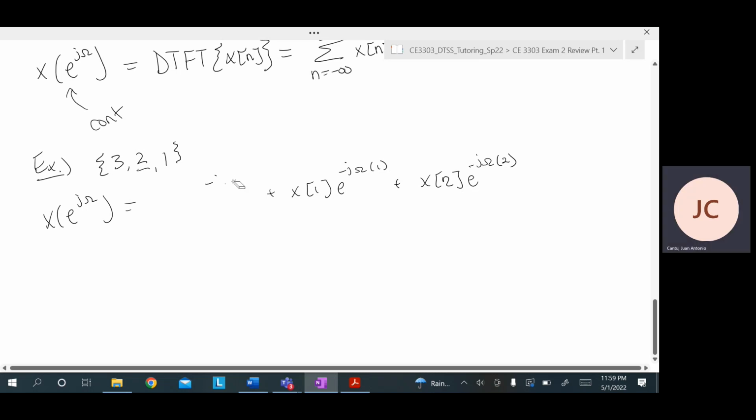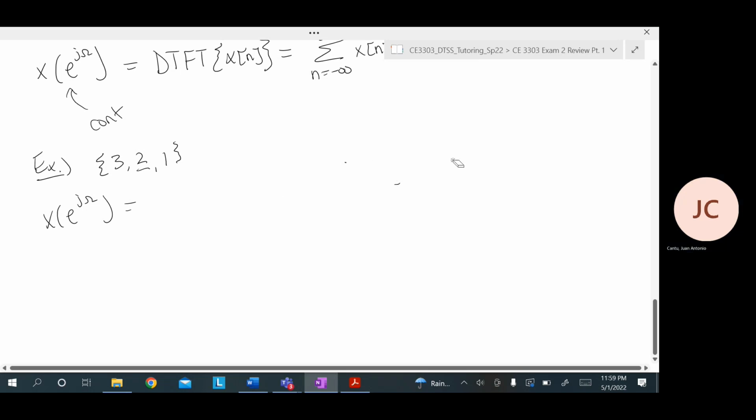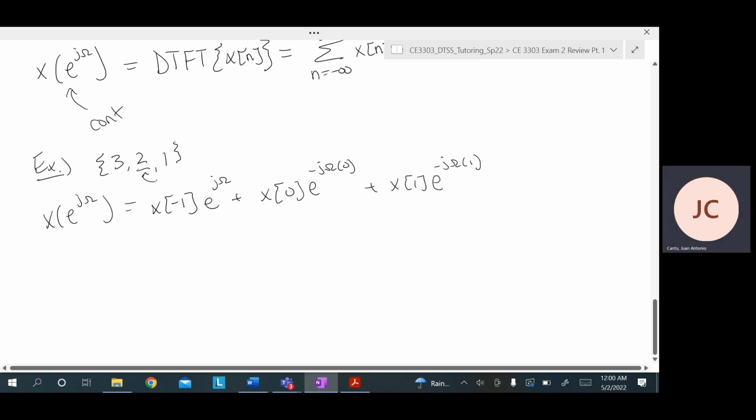Oh, okay, scratch that. I didn't realize we were starting at negative one. So remember, this bar indicates where our zero term is, right? So we'll actually have x[-1] e^(jω). Right, so we've got negative jω, but then we've got negative 1, so those will just cancel out, right? So we'll just have e^(jω) plus x[0] e^(-jω) times 0 plus x[1] e^(-jω) times 1.